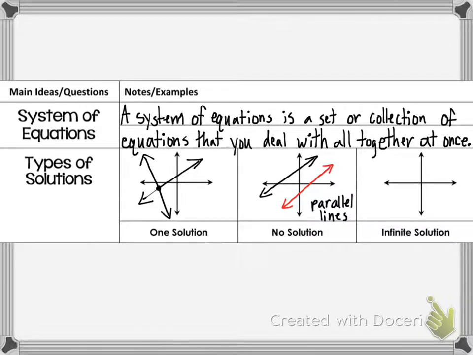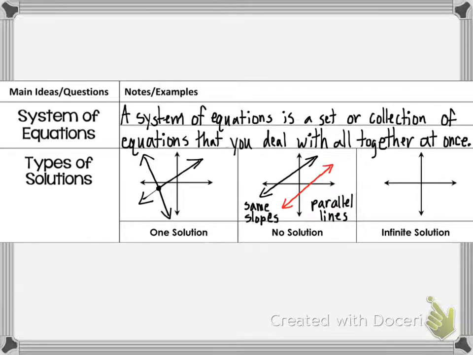Do we remember anything special about parallel lines? Besides they never intersect? Do we remember anything special about their slopes? They're the same. They're the same slope, right? So you may want to make that note as well. Same slopes. Any questions on no solution? I'm just asking if there's any questions on no solution. Any questions there?